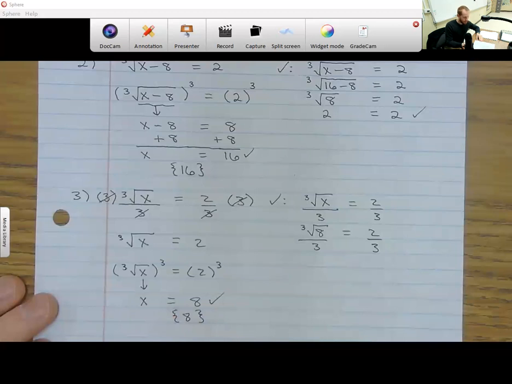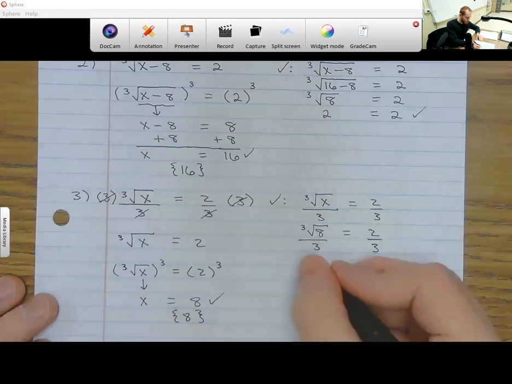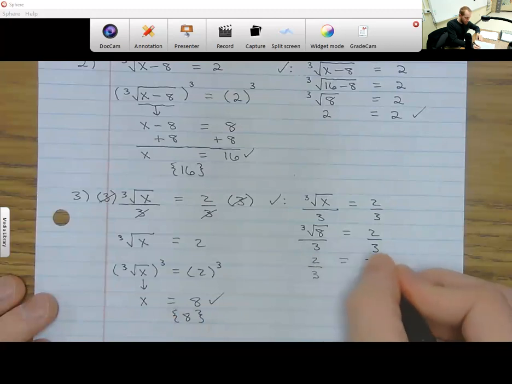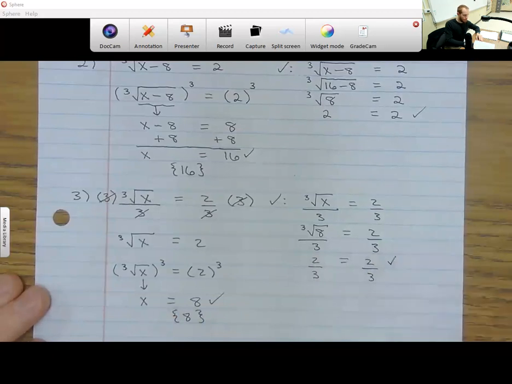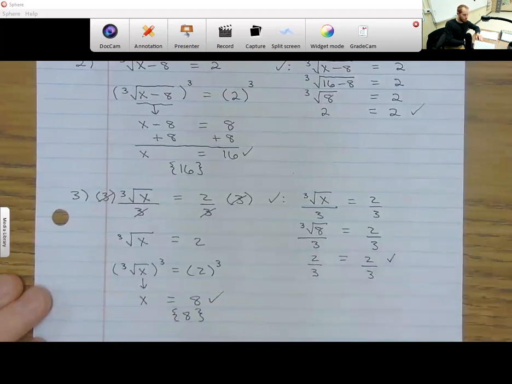So now I just try and simplify a little bit, see if I can get both sides equal to each other. I know that cube root of 8 is 2, so really this is 2/3 over here. And since I have 2/3 on both sides, I have a true statement. So I know for a fact that this 8 over here is going to work.